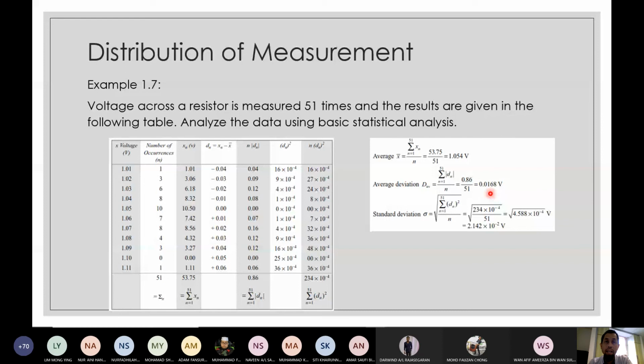And then similarly, you repeat the process for standard deviation to get the value as 2.142 times 10 to the power of minus 2, by utilizing this value here, 234 times 10 to the power of minus 4 divided by the number of readings, 51. So you get this value here.